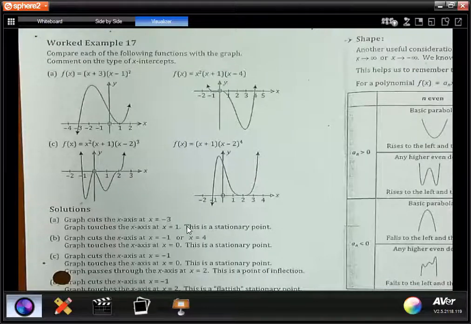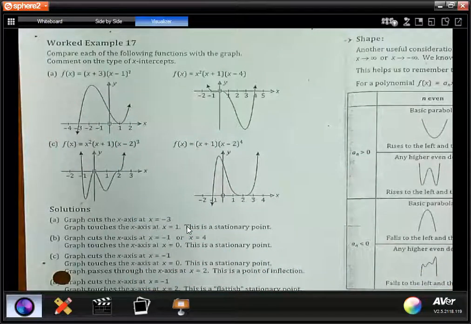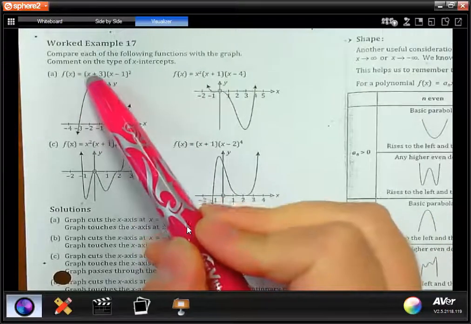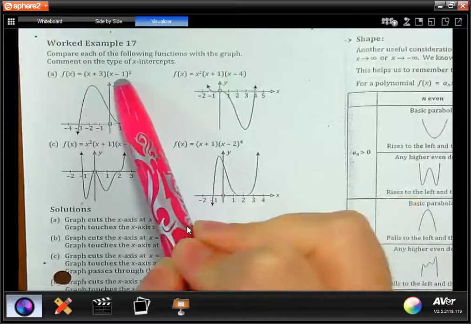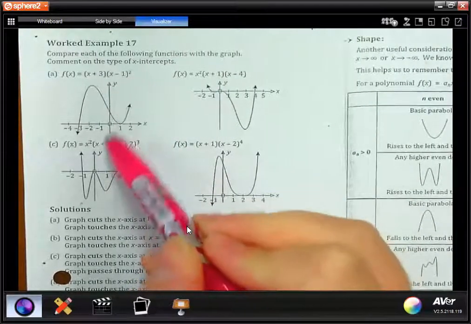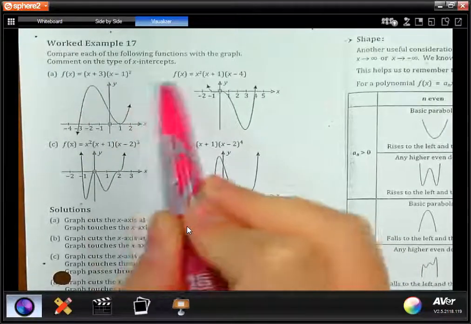All right, guys, they are just saying here, compare each of the following functions with the graph. Comment on the type of x-intercepts. Are we listening? Thank you. Now they've given these equations in factorized form, which is obviously quite useful if we need to comment on the x-intercepts. So if we were to make this equal to 0, we would get -3 as a normal x-intercept and 1 as a double x-intercept. So 1 would have to be a turning point as well.